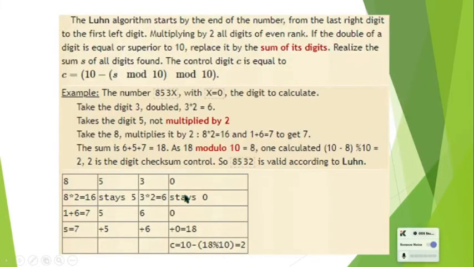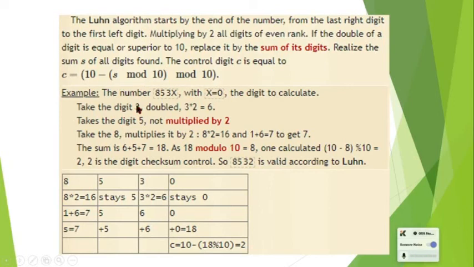Okay. So, the Luhn algorithm starts from the end of the number, from the last digit on the right to the first digit on the left, multiplying by 2 all digits of even rank. So, if the double of the digit is equal or superior to 10, replace it with the sum of its digits, and then the sum S of all digits is found. So, the control digit C is equal to 10 minus S mod 10, mod 10.